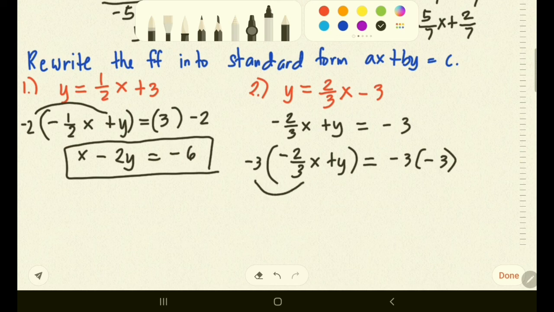So this becomes negative 3 times negative 2/3 x, that is just x. Negative 3 times y is negative 3y, equals negative 3 times negative 3, that is positive 9. So the ax plus by equals c, or the standard form of y equals 2/3 x minus 3, is x minus 3y equals 9.